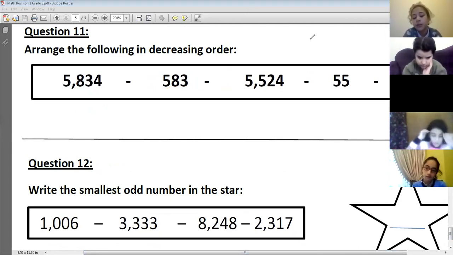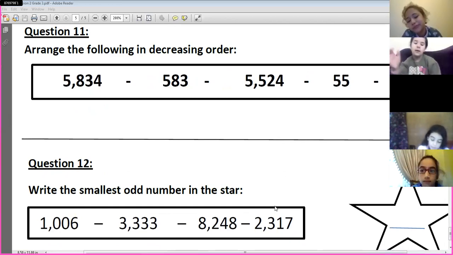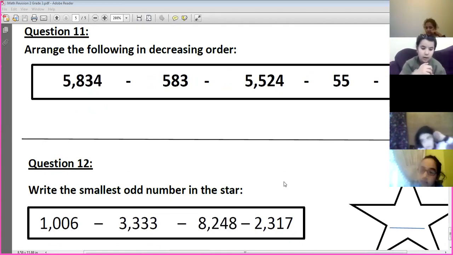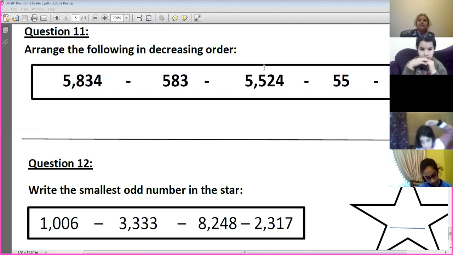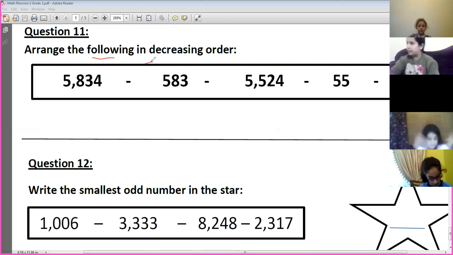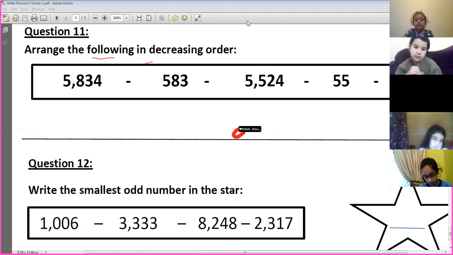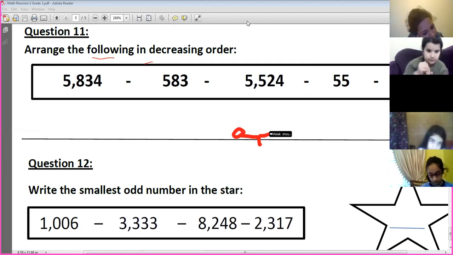Yalla, Aya. Solve now question 11. Read the question loudly. Okay, read the question loudly and then write the answer. No, no, question 11. We are in question 11, Aya. Arrange the following in decreasing order. Excellent. What is the meaning of decreasing order? From the largest to the smallest. Excellent. Yalla, solve it on the screen.